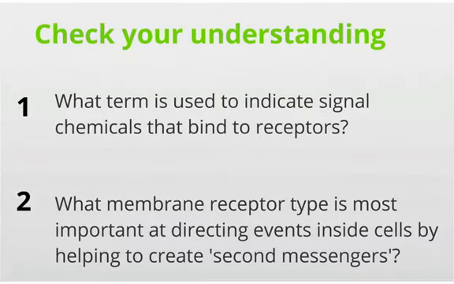So we're kind of winding down in this. It's going to be a short video. What term gets used to indicate signal chemicals that bind to receptors? Do you remember that? That term is a ligand. And the second point to take away from this, what membrane receptor type is most important at directing events inside the cells by helping to create second messengers? Those were receptors that received a ligand on the outside of the cell, and on the inside were tied to G proteins. That's the clue there.